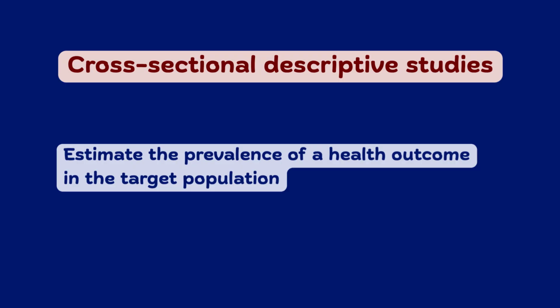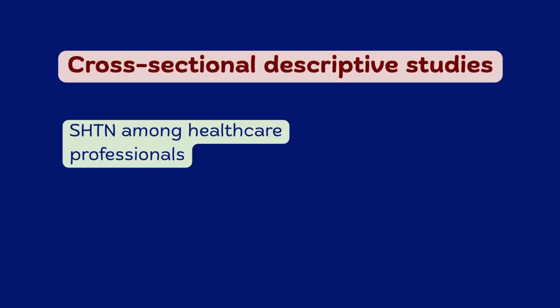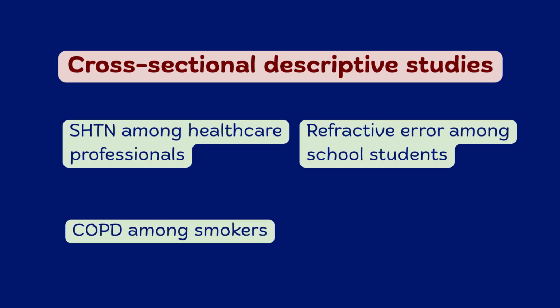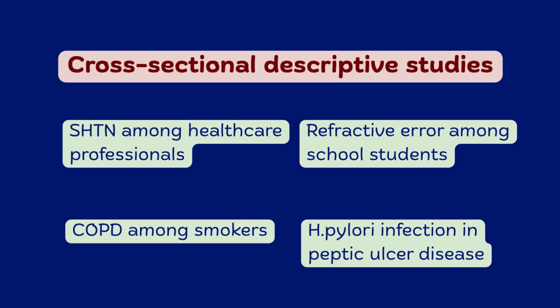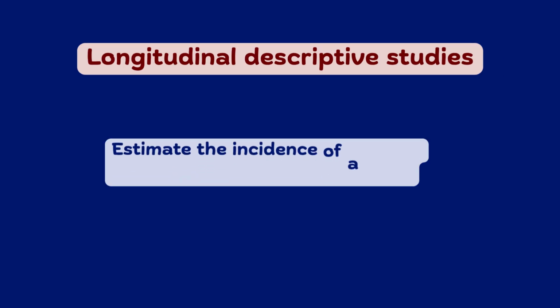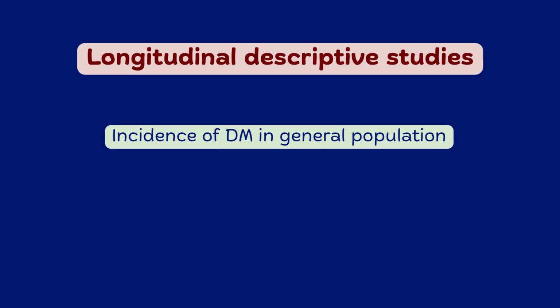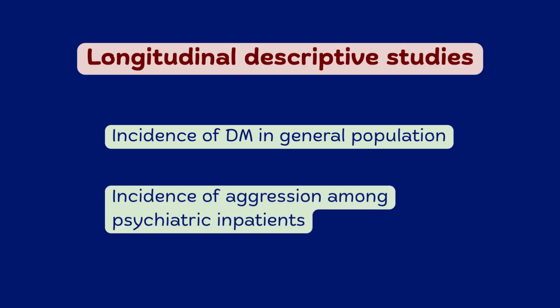In cross sectional descriptive studies, the researchers aim to estimate the prevalence of a health outcome in the target population. Examples include determining the prevalence of systemic hypertension among healthcare professionals, refractive error among school students, chronic obstructive pulmonary disease among smokers, Helicobacter pylori infection among patients with peptic ulcer disease. In longitudinal descriptive studies, the researchers aim to evaluate the incidence of a health outcome in the target population. Examples include determining the incidence of diabetes mellitus in the general population and aggression among psychiatric inpatients.